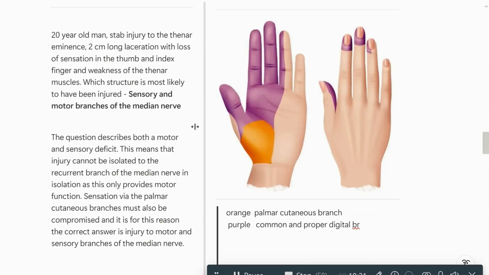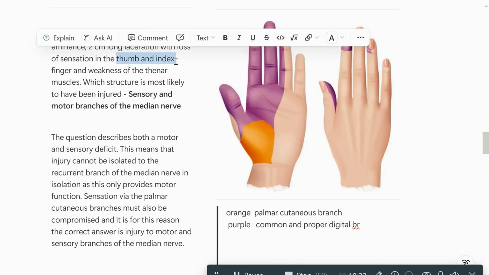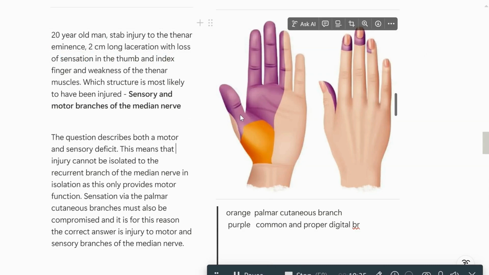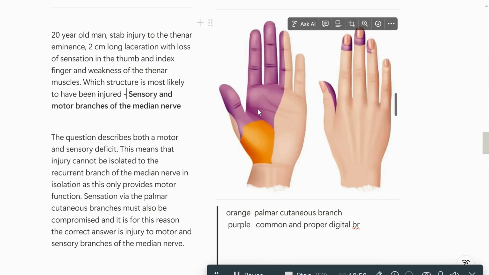So, a 20-year-old man had a stab injury in the thenar eminence over here, and there is a 2 centimeter laceration with loss of sensation in the thumb and index finger. The patient is having loss of sensations from the thumb and index finger, and also there is weakness of thenar muscles. So we can think that there is some damage to a structure whose sensory and motor supply is being compromised. So in this, the answer would be sensory and motor branches of the median nerve.